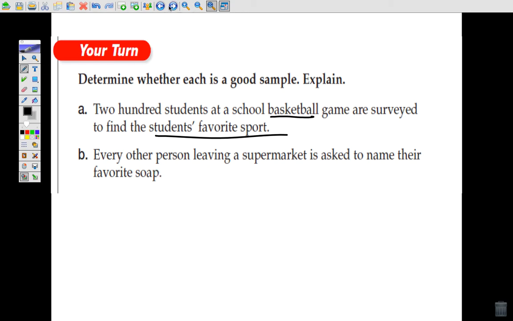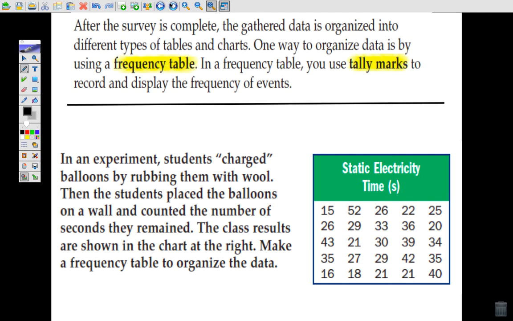So anyway, we take surveys, we get information, and what do we do with that information? Well, one thing we can do is make frequency tables. After the survey is complete, the gathered data is organized into different types of tables and charts to make more sense, okay? One way to organize data is by using a frequency table. In a frequency table, you use tally marks to record and display the frequency of events. Frequency is how often something happens, okay?